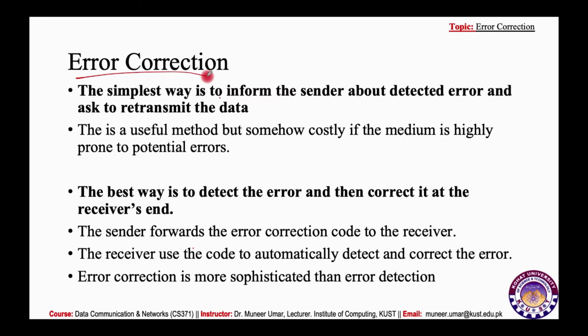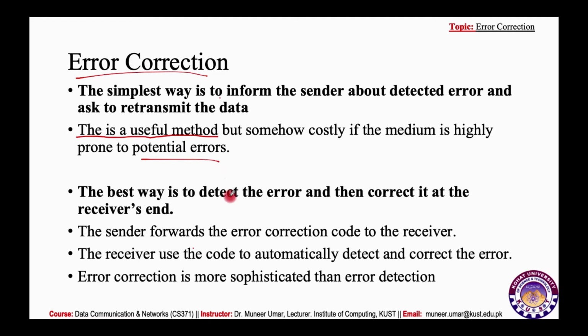Error correction. The simplest way for error correction is to inform the sender about the status of transmitted packets, about the detected error, and ask to retransmit the data. So if an error is detected in the received packet, then the sender can be informed about the detected error and can be requested to retransmit that data. This is a very useful method and very common in most data communication systems, but somehow it is costly, because if the medium is highly prone to potential errors, then such requests for retransmission would be very high, and the bandwidth will be lost on the retransmission of data.